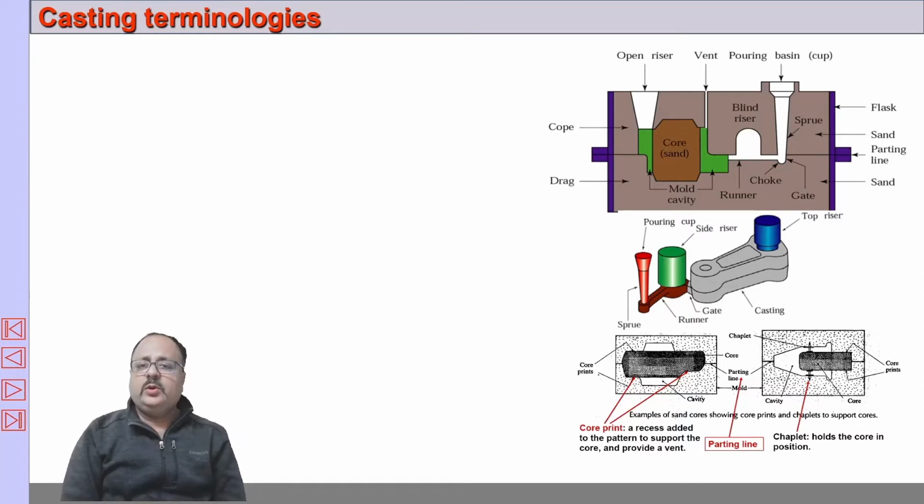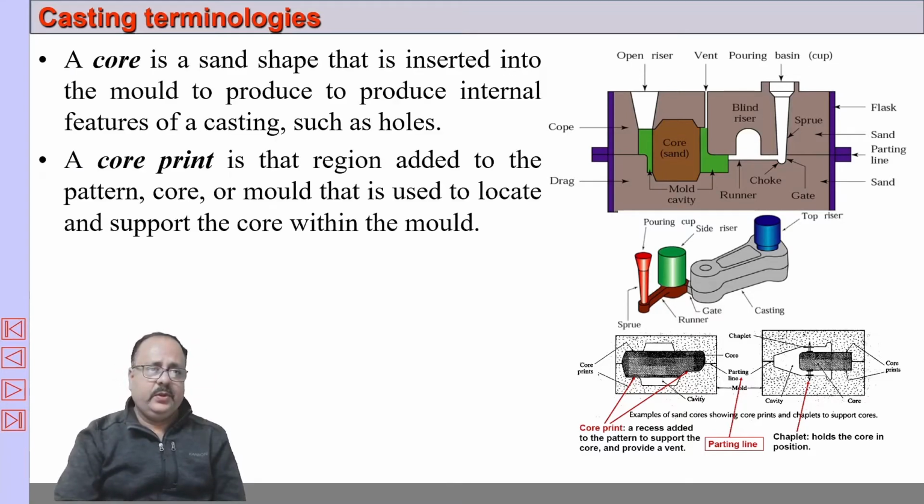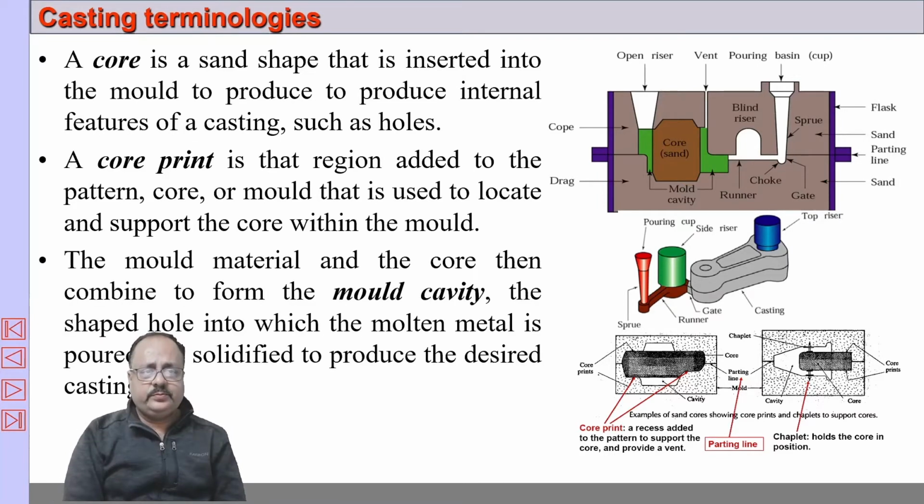The metal will solidify around the core, and then we take out the pattern, take out the casting, and remove the sand shape to get the internal feature of the casting. So core print is the region added to the pattern, core, or mold that is used to locate and support the core within the mold. Now, the molding material and the core combine to form the mold cavity, the shaped hole in which the molten metal is poured and solidified to produce the desired casting.